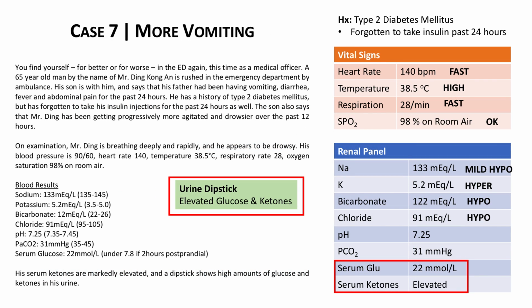Okay, so we look at this. Serum glucose and serum ketones are elevated. In urine dipstick, we find elevated glucose and ketones. So what do you think is the picture here? What is the cause of his metabolic acidosis? Ketoacidosis, right? Can follow? Okay.